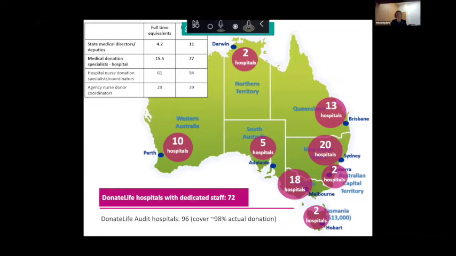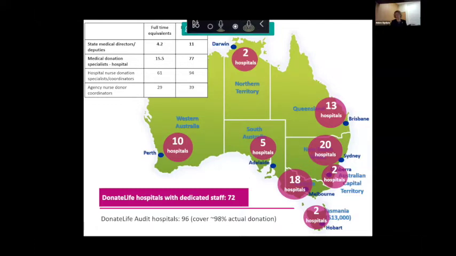So this is the distribution of hospitals across the country that have dedicated staff. There are additional hospitals where we undertake a retrospective audit beyond these hospitals, and not all of these hospitals have medical donation specialists, really just the larger hospitals. You can see from the FTE and the number of individuals employed in the roles that all of the medical donation specialist roles are quite heavily fractionated. These individuals tend to be intensivists who have staff specialist roles in major public hospitals, and they do donation work usually 1 day or less a week.